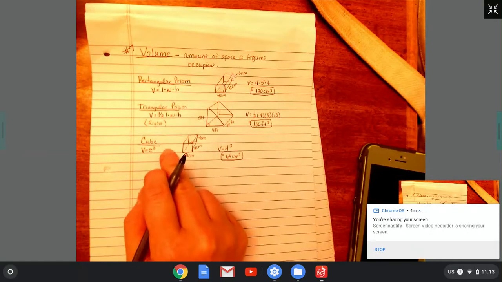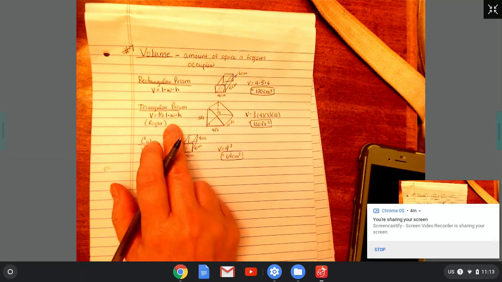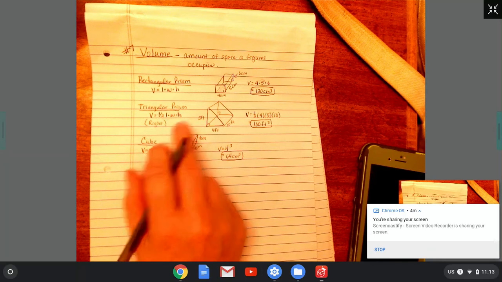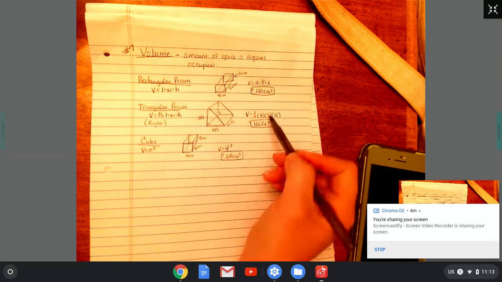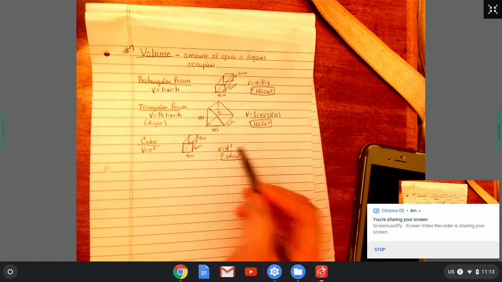Okay, so all of those fall into the prism category. Cubes are actually a prism, and so is this triangular shaped prism. Okay, so like I said, in the book, it's going to say area of the base, which is this part, times the height.